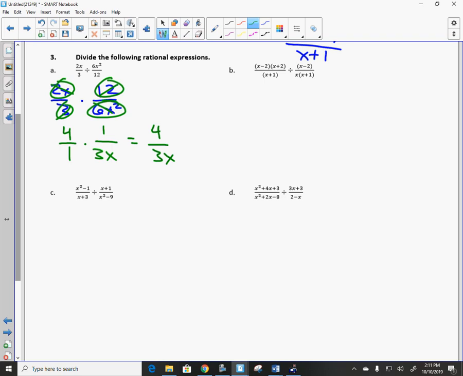Sometimes instead of rewriting everything, I just take this second part here. So instead of dividing, I'm going to multiply by the reciprocal. X times x plus 1 over x minus 2. So I just cross that off, get rid of it. So now I've saved myself a little bit of time. You can see what obviously cancels. The x plus 1s are gone. The x minus 2s are gone. There's nothing left in the denominator. I simply have x times x plus 2 in the numerator.